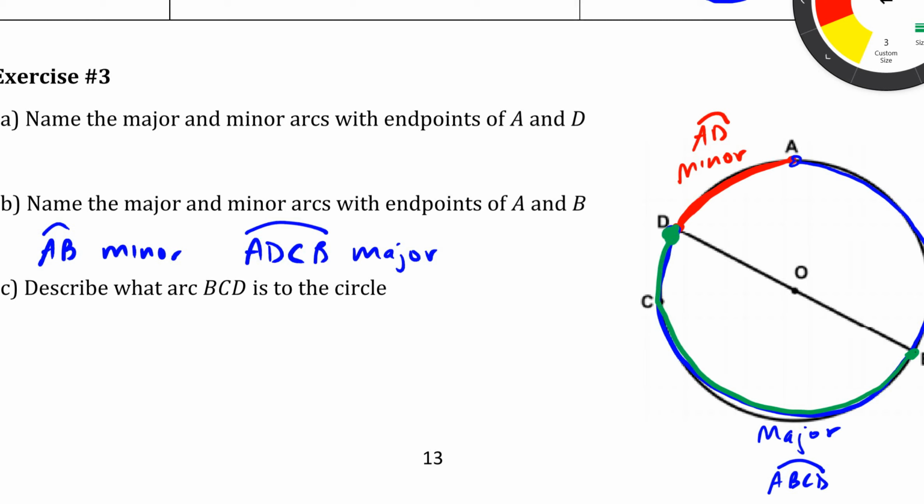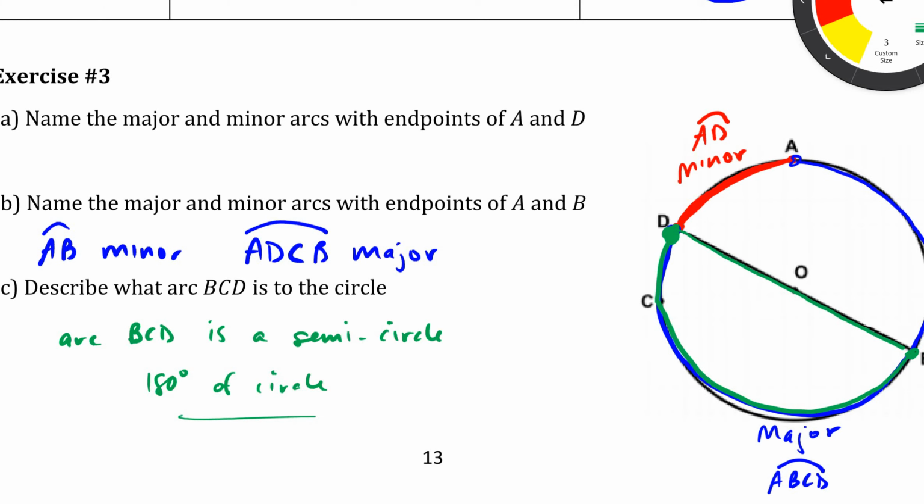Then if we look at arc BCD, we'll go from B to C to D. Notice that creates a semicircle. So arc BCD is a semicircle. Now, if all circles are 360 and arc BCD is half of that, that means this arc is representative of 180 degrees of the circle. We'll see that in future lessons.